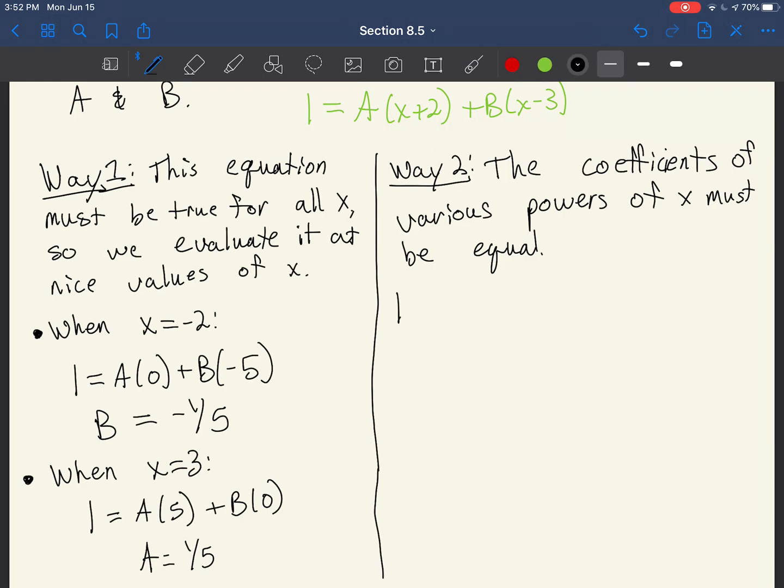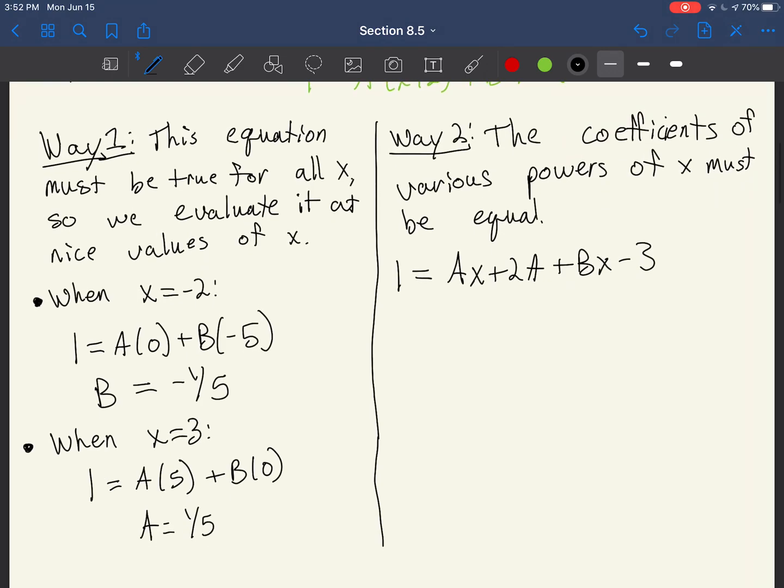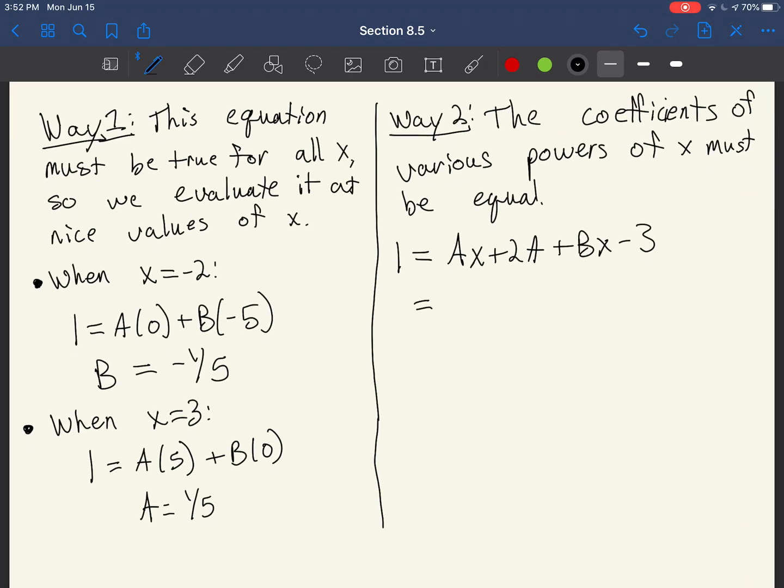All right, so we rearrange our equation that we're trying to solve. So we have 1 equals a times... let's distribute the a. So ax plus 2a plus bx minus 3b, which is x times a plus b, and then plus 2a minus 3b.